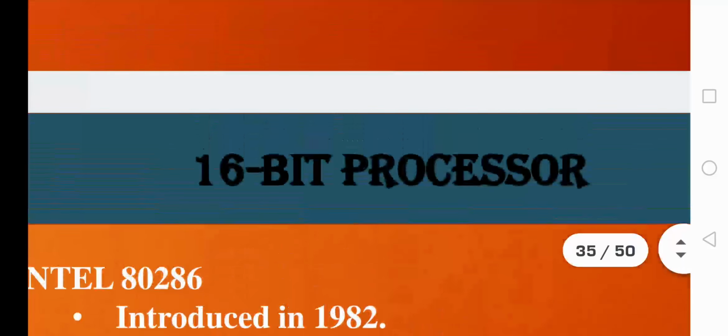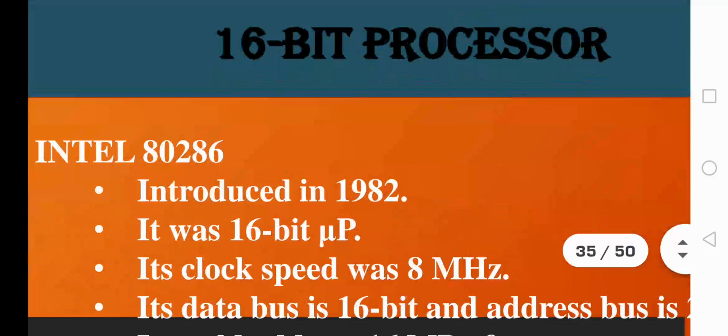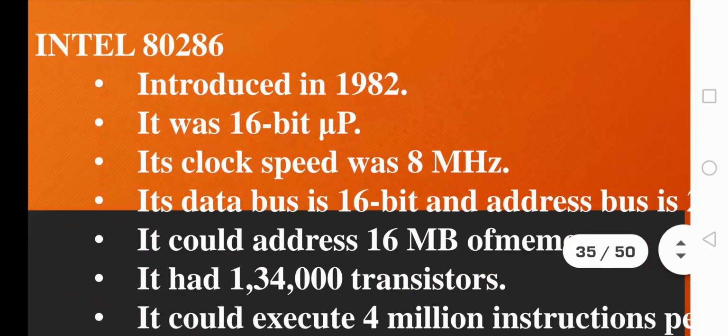The next microprocessor that we are going to study is the 16-bit microprocessor 80286, which was invented in the year 1982 and had a clock speed of 8 megahertz. Remember, we started with microprocessors whose clock speed was defined only in terms of kilohertz. Now it has come to 8 megahertz.